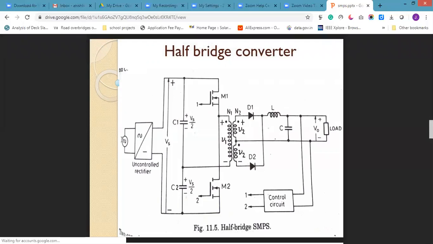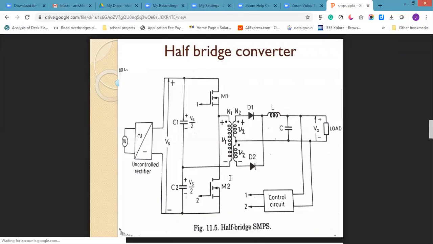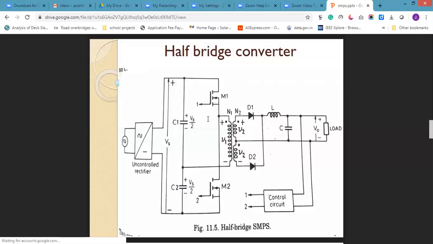For example, 100 volts is the input Vs. So 50 volts will be stored in C1 and 50 volts in C2. Now I turn on the switch M1, and M2 is turned off. Here the current will flow from the capacitor positive through the switch and the transformer primary, and come back to capacitor 1 negative. So the voltage across the primary is 50 volts. The supply voltage is 100, but half of the voltage goes to the primary.